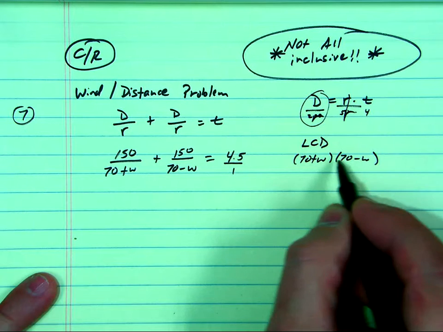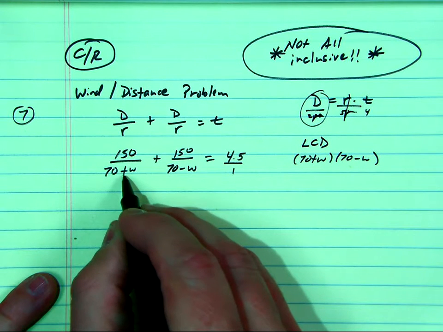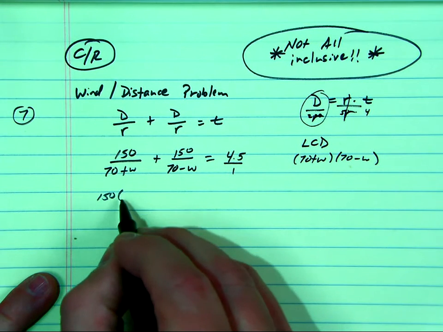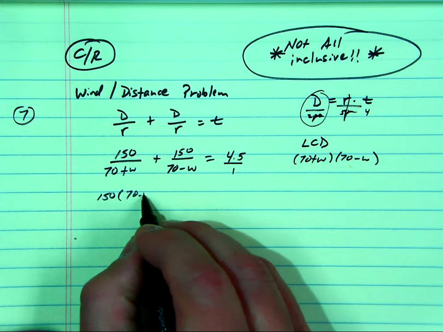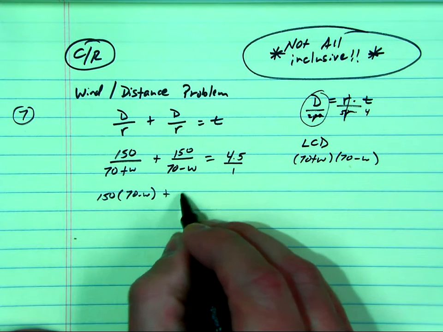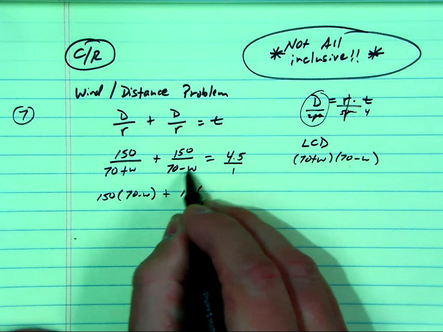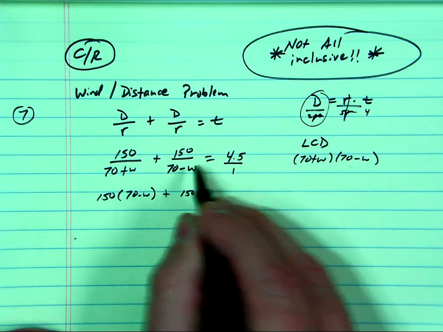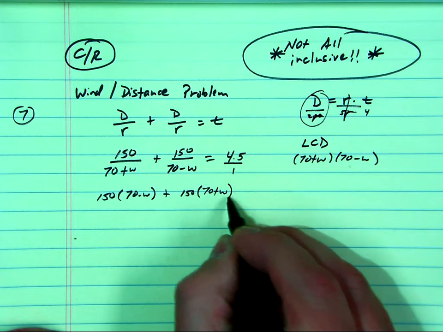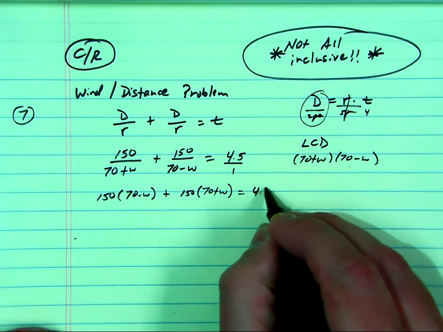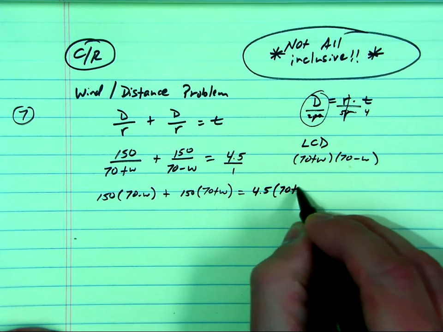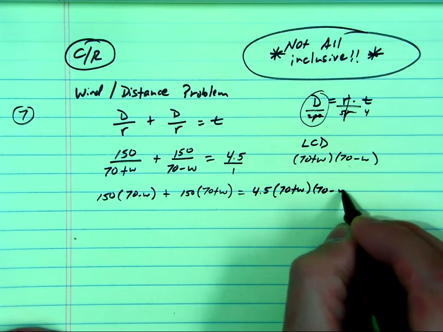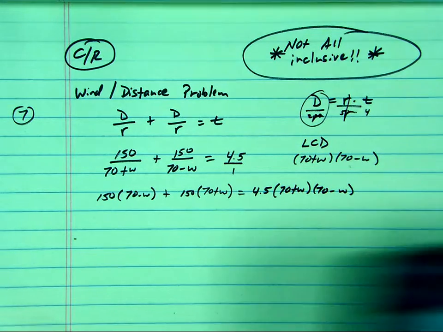If I multiply this by this over here, the plus w's cancel out, and I just get 150 times 70 minus w. I'm adding 150 times what cancels out from here. It's the minus w's. So you've got 150 times 70 plus w, and then everything is on the right hand side: 4.5 times 70 plus w and 70 minus w. Now we're going to take care of that right hand side first.